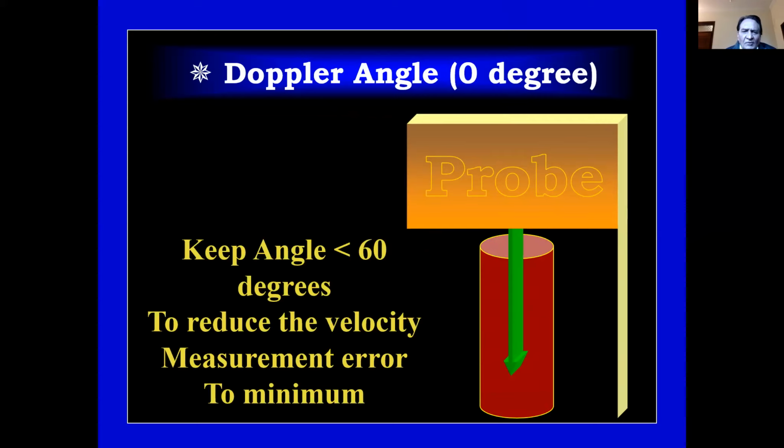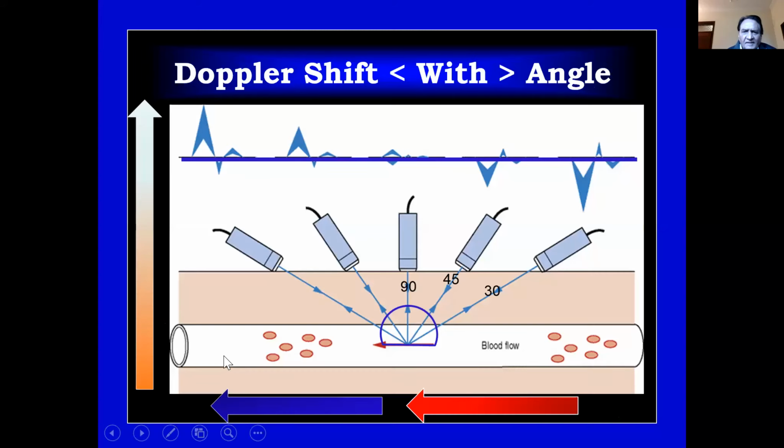But to avoid error, we should keep the angle below 60 degrees. As the angle increases, the Doppler shift decreases, at 30, 45, 90. So the angle is increasing and the shift is decreasing. So we should keep our angle below 90 degrees. I'll show you why.